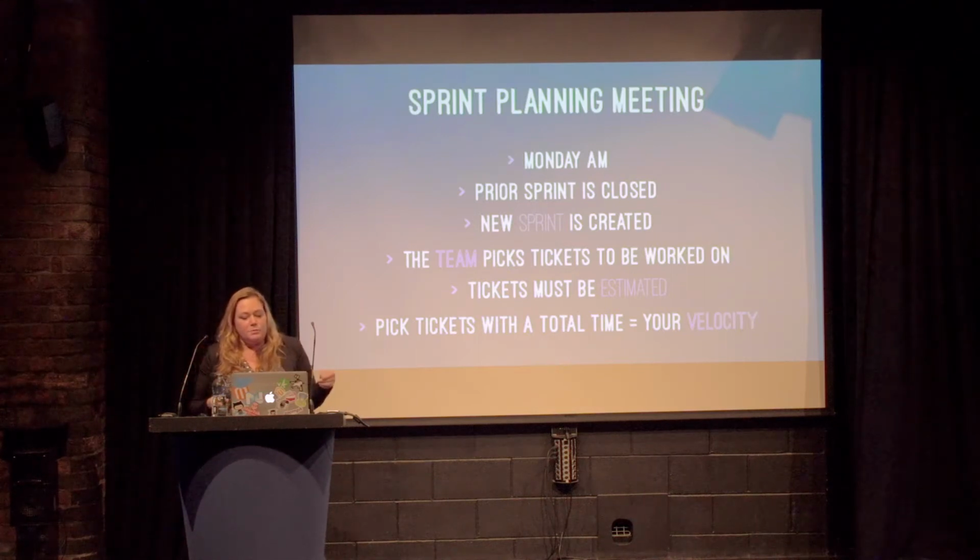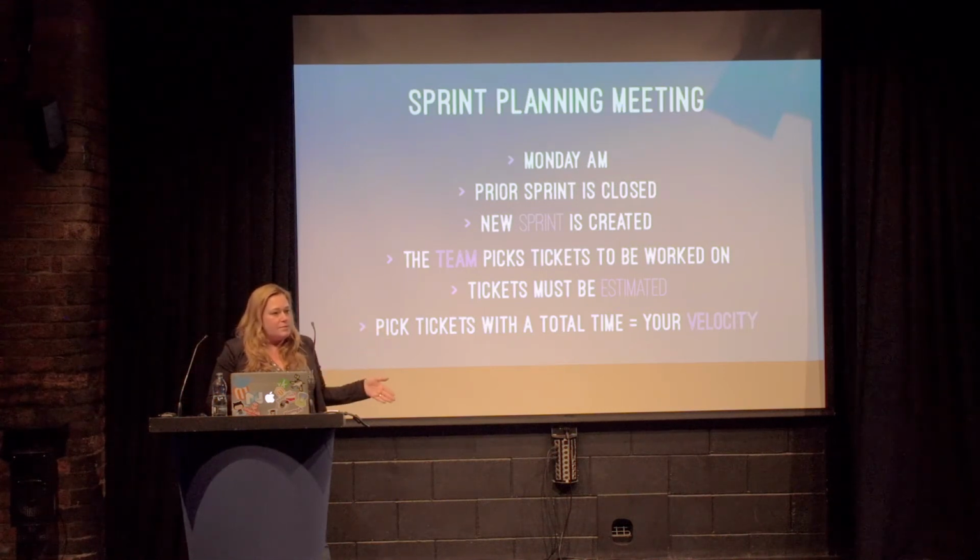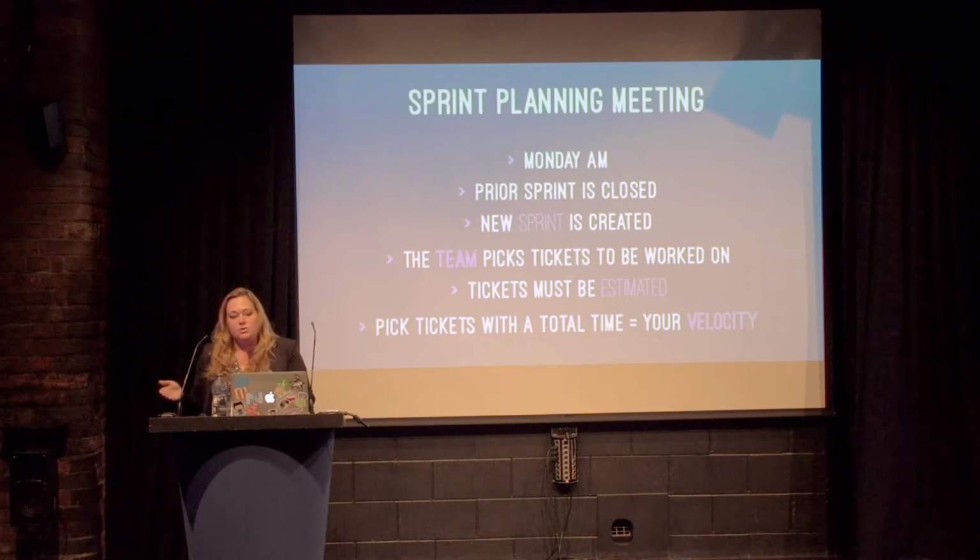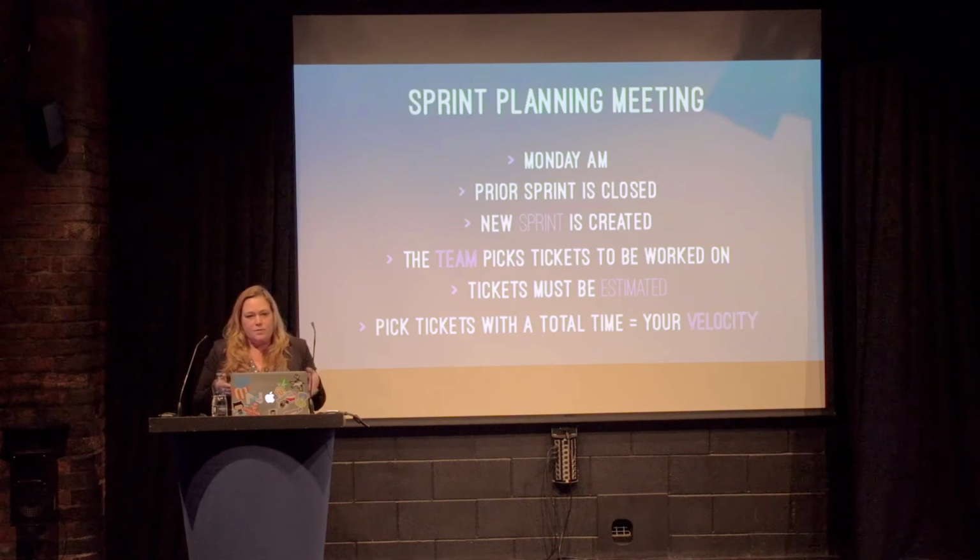And you pick your tickets with a total time equal to your velocity. We talked a little bit about the velocity reports. So you can know your team's velocity by looking at that report and seeing, oh, we completed 96 hours last week, so now this week we can choose 96 hours. We tend to use weekly sprints for new products.